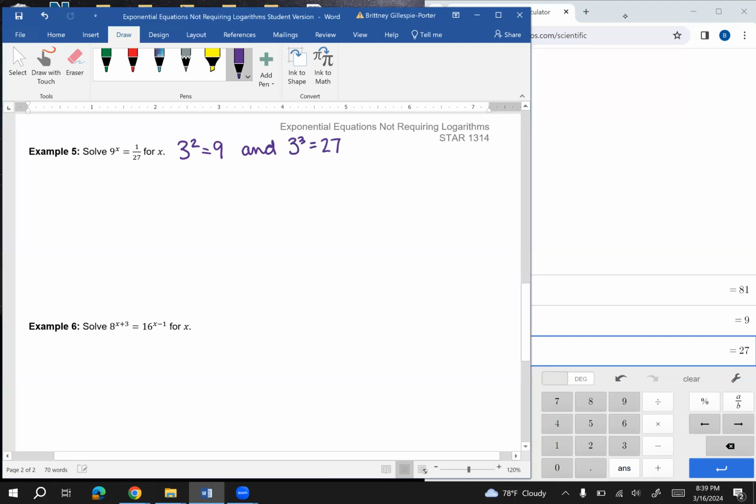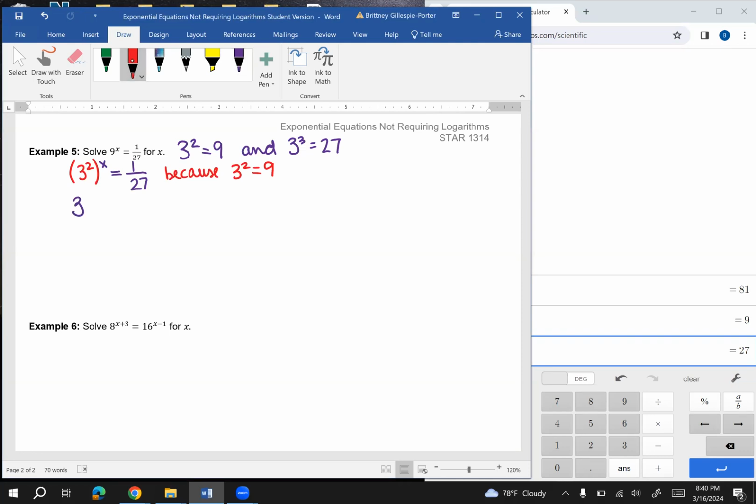All right, so let's start rewriting these. I'm going to start with the 9 since we found the 9 first. So instead of 9 to the x, I'm going to have 3 squared to the x equal to 1 all over 27. And again, that is because 3 squared is equal to 9. I can rewrite the left side as 2 times x in the exponent, so 3 to the 2x. And again, that's because of our exponent rules.